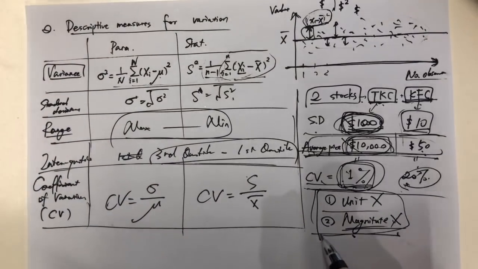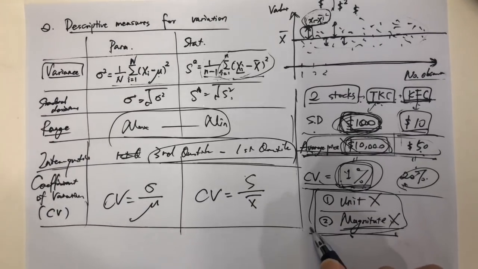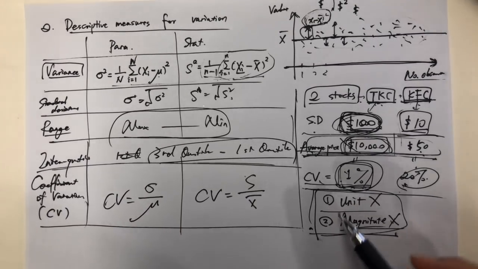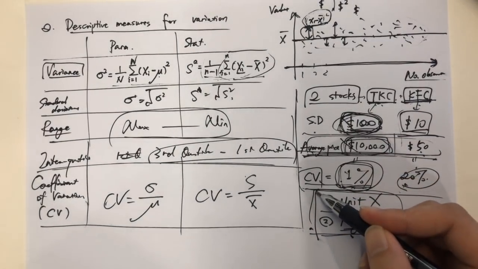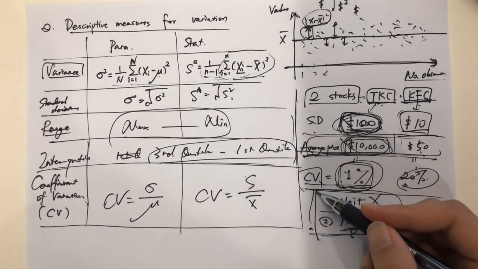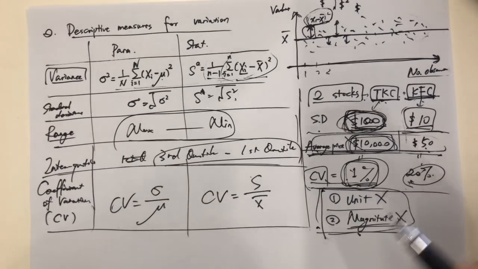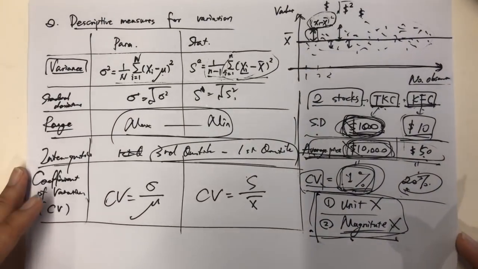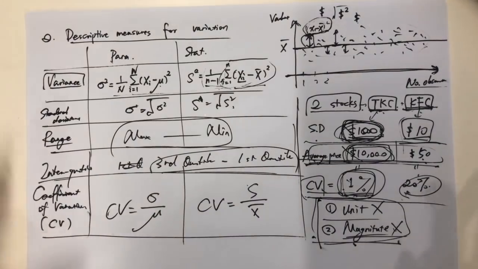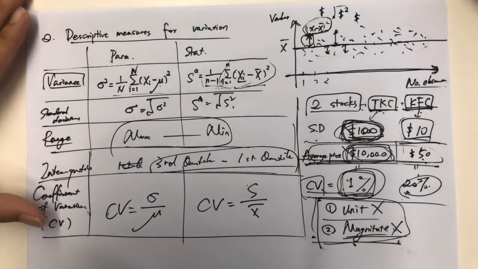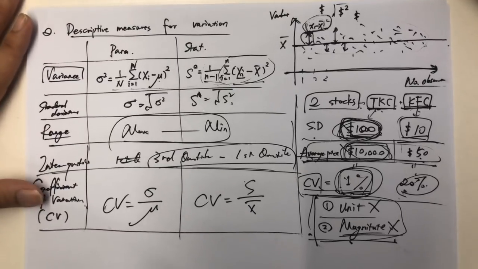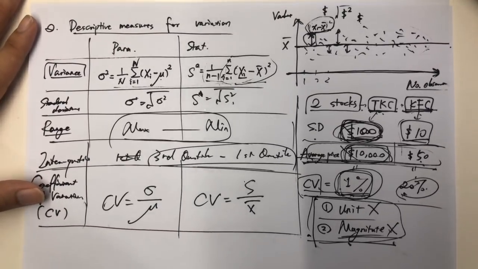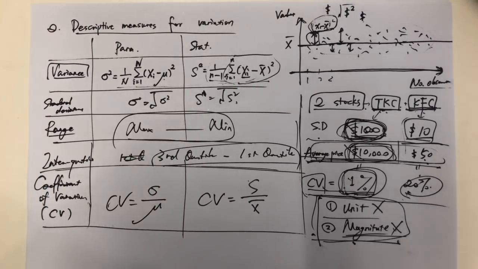So later on, we will have very similar stuff, which is pretty much the reason why we calculate CV, which is the coefficient of correlation. Okay, so we will introduce that in a moment. So far, that's all I can think about regarding the discrete measures for variations. So if you can think about anything else, don't worry, just let me know.